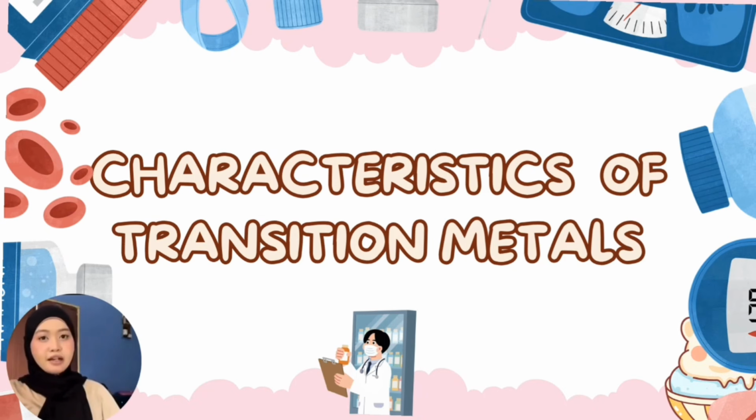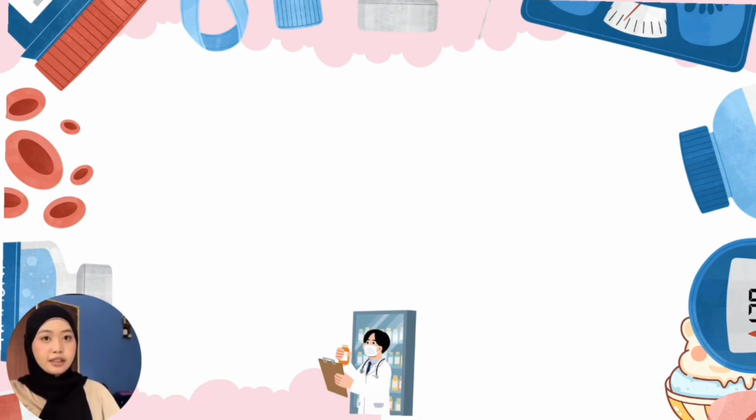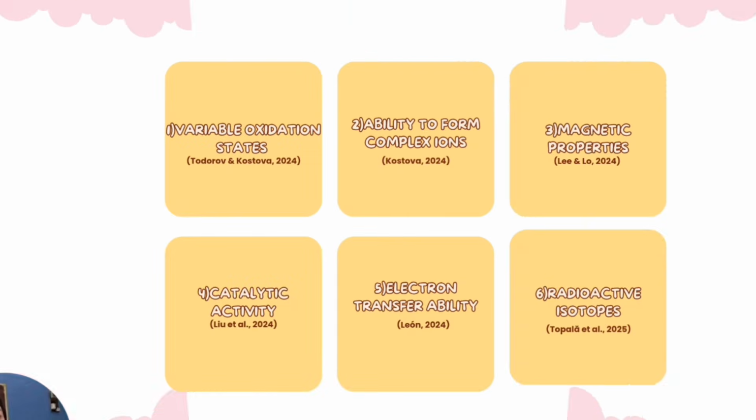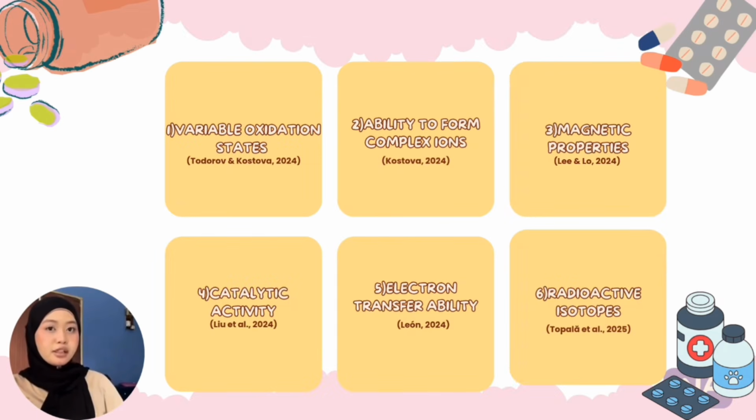For this part, I will explain the characteristics of transition metals that make them important in medicine. First, transition metals have variable oxidation states. This means they can exist in different oxidation states, allowing them to take part in oxidation-reduction or redox reactions. These reactions are essential for many biological processes and medical treatments.